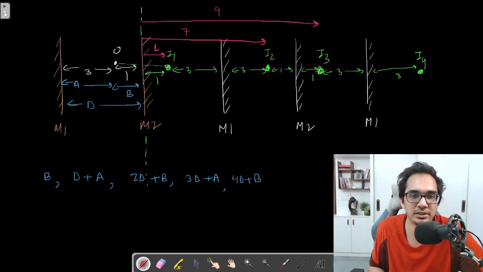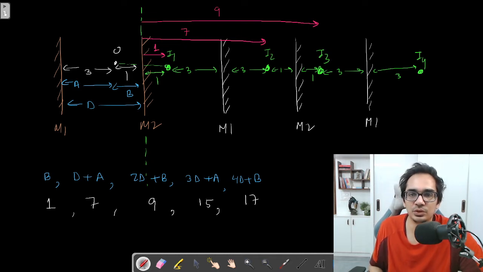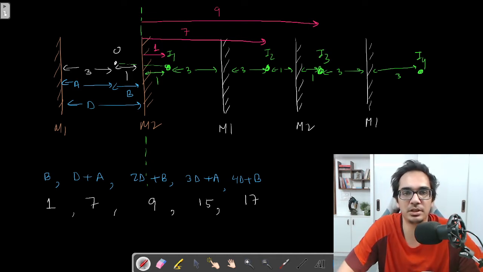So let's see, the first case is B is 1, D is equal to 4, and A is equal to 3. So 4 plus 3 is 7. Then D is equal to 4, so 8. 8 plus 1 is 9. Then 3D, so D is equal to 4, so 12 plus A, 12 plus 3 is 15. Then 4D, 4 into 4 is 16, 16 plus 1 is 17, and so forth, right? So this is how you solve the questions when the mirrors are parallel.